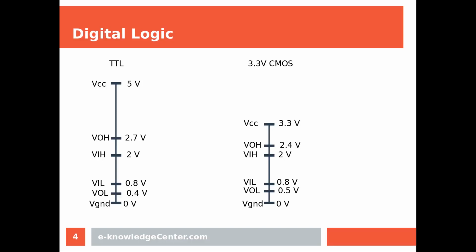What about the low signal? For the low signal, the maximum output voltage level that the CMOS device will provide is 0.5 volts. For TTL, the maximum input voltage level to be considered as a low is 0.8 volts. So as you can see, this TTL device will be able to recognize the low signal from CMOS.